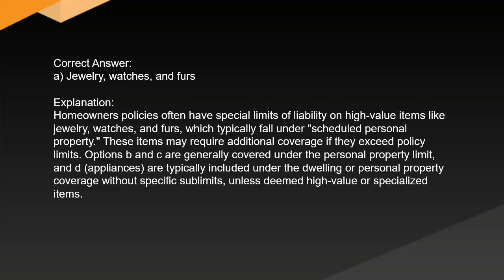Correct answer: A. Jewelry, watches, and furs. Explanation: Homeowners' policies often have special limits of liability on high-value items like jewelry, watches, and furs, which typically fall under scheduled personal property. These items may require additional coverage if they exceed policy limits. Options B and C are generally covered under the personal property limit, and D, appliances, are typically included under the dwelling or personal property coverage without specific limits, unless deemed high value or specialized items.